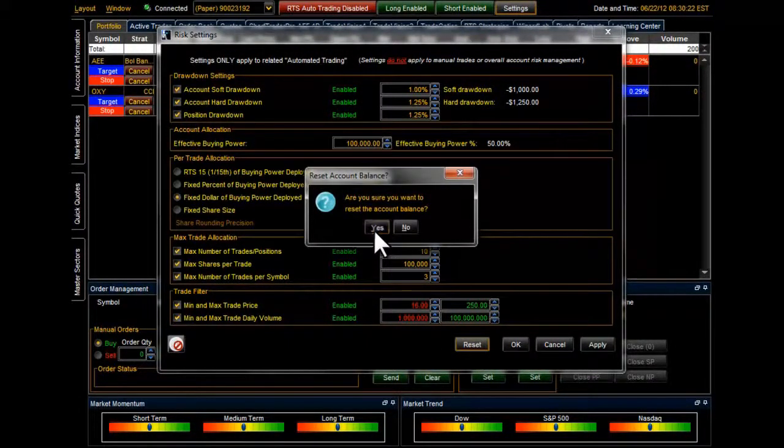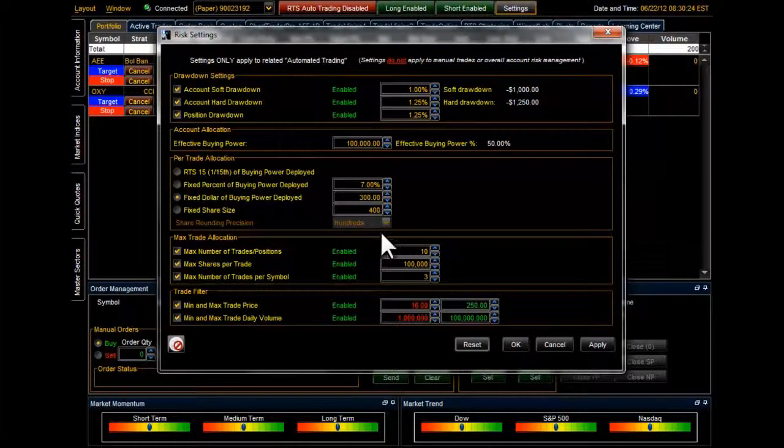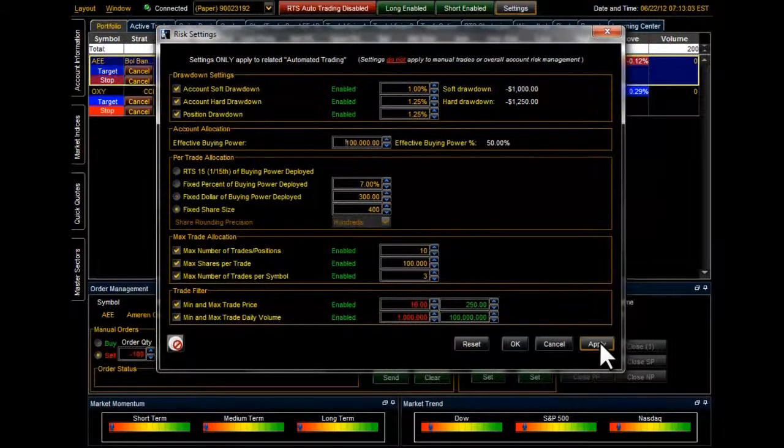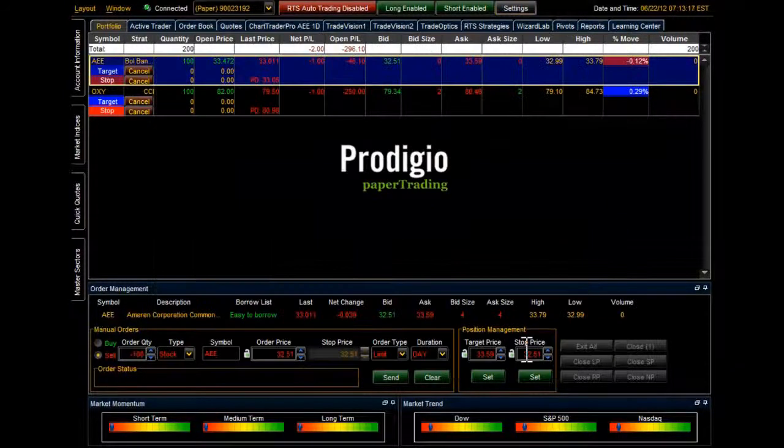And finally, if you're working on your settings page and want to have your adjustments go into effect immediately, select apply and you can continue working on your settings. If you have finished making all of your adjustments, you can simply click OK. That will close your settings window and your changes will go into effect immediately. And that concludes our tutorial on the risk settings within the Prodigio RTS platform.